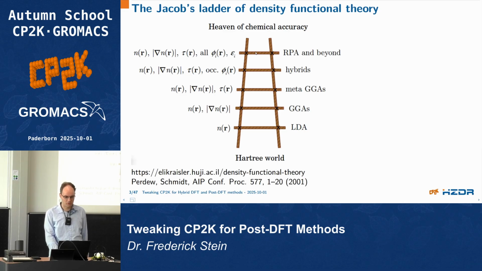And finally, we can also include the information on all orbitals, so not only the occupied ones, but also the ones that we do not use so far, and often also the orbital energies. And that's sometimes called RPA or double hybrid functional, which I will talk about in the last part of my talk.